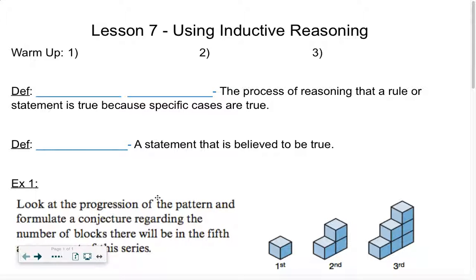For lesson 7, we get into this idea of using inductive reasoning to be able to come up with the next idea to make a prediction. Essentially what we're looking at is patterns. You know what happened in the prior steps that'll lead us up to the next one. So the process of reasoning that a rule or a statement is true because of specific cases are true, that is our definition of inductive reasoning.